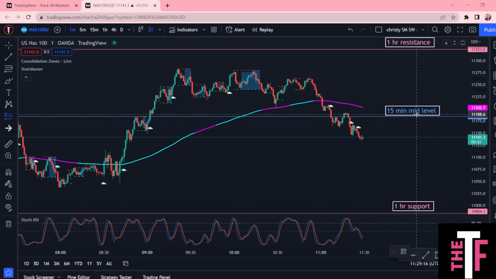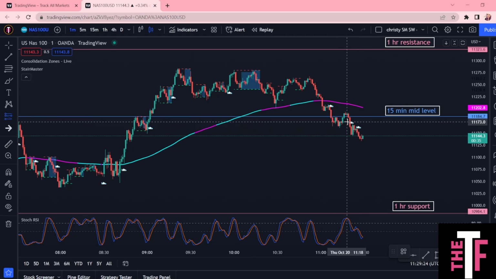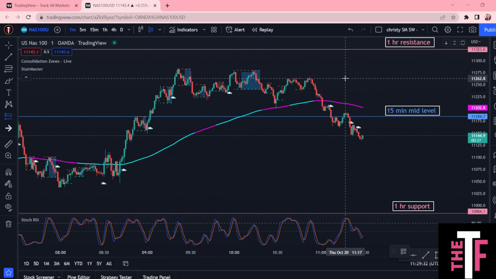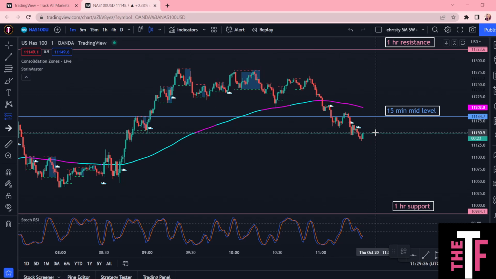So the 15-minute mid-level is here. That's where price has been bouncing around, and I like to see it at these levels. I typically am only interested if price is somewhere between the mid-level and the 1 hour resistance or support. Otherwise, I'm not all that interested when it's just floating around in between them. The reason is there's not enough room for it to move to one of these levels for me to get a good enough reward usually. I like to see them around this area.